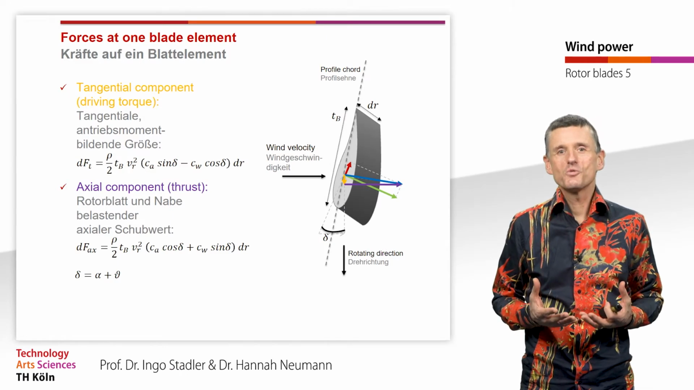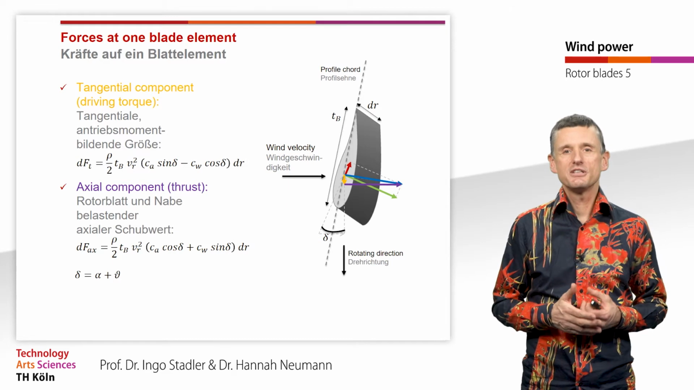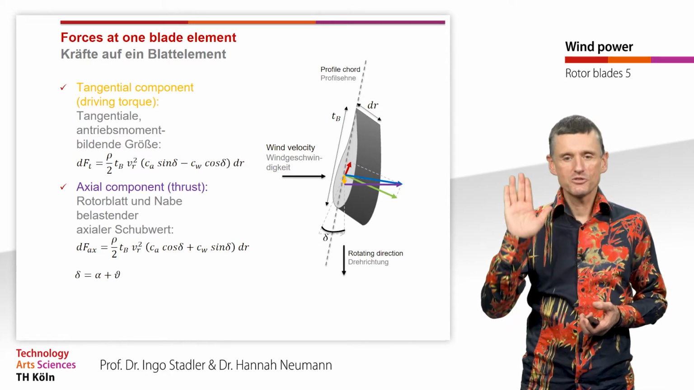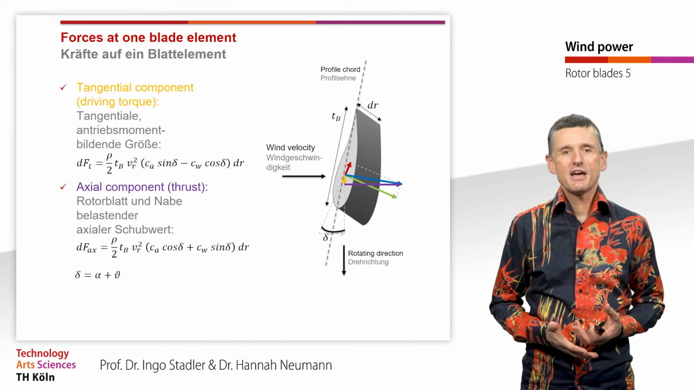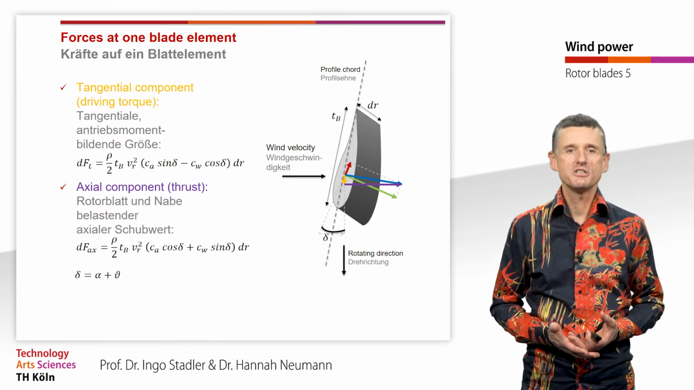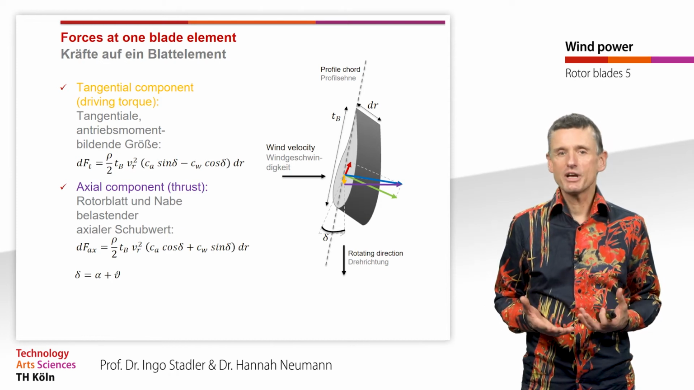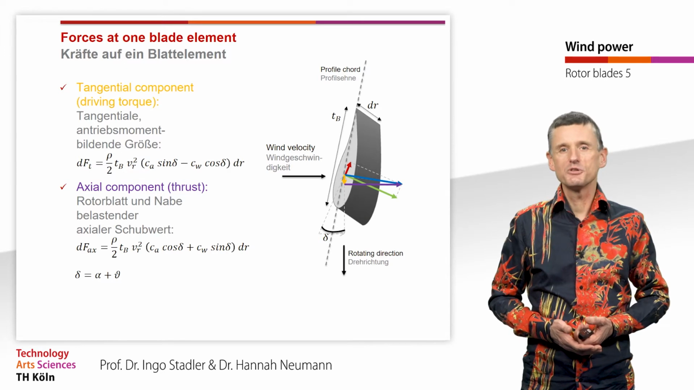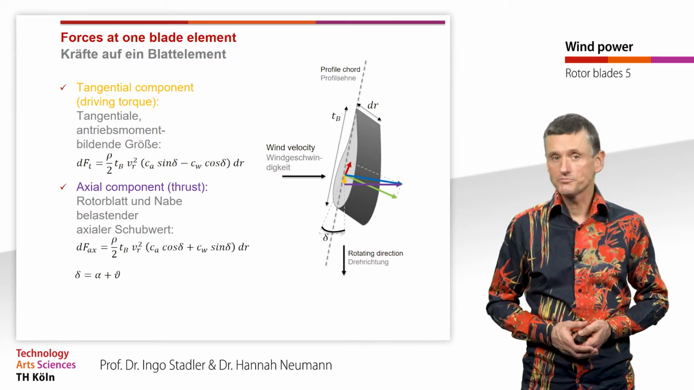And additionally we can look at the force, the thrust, that goes in direction of the wind speed, that is willing to move the turbine down, and that is then dFax equal to 1/2 rho times Tb times Vr squared, and then in brackets Ca times cosine of delta plus Cw sine of delta, times again dr.